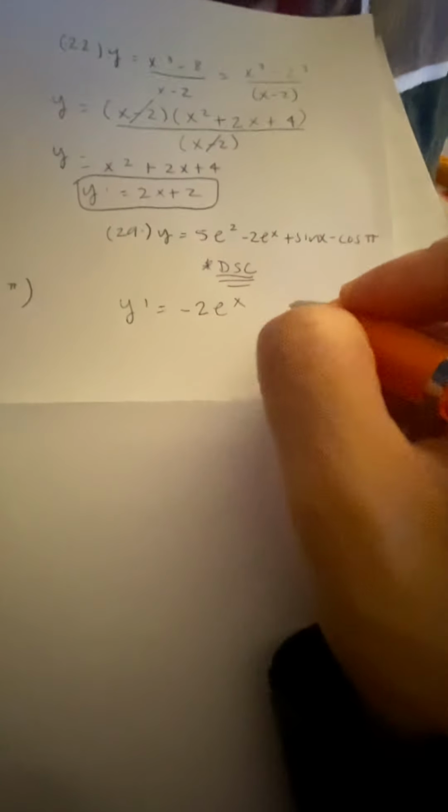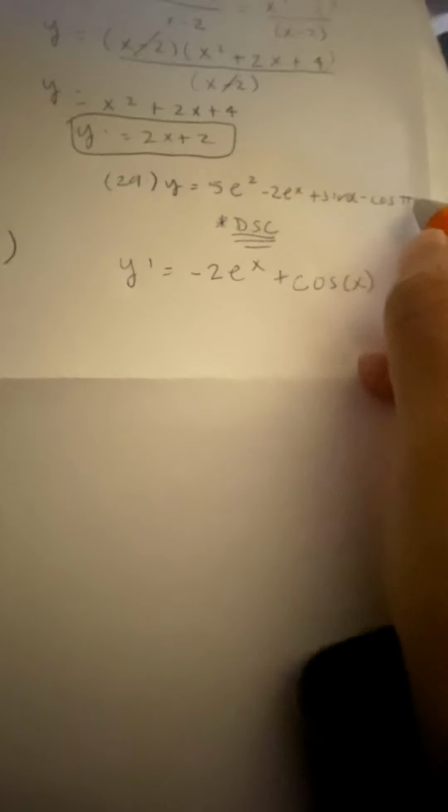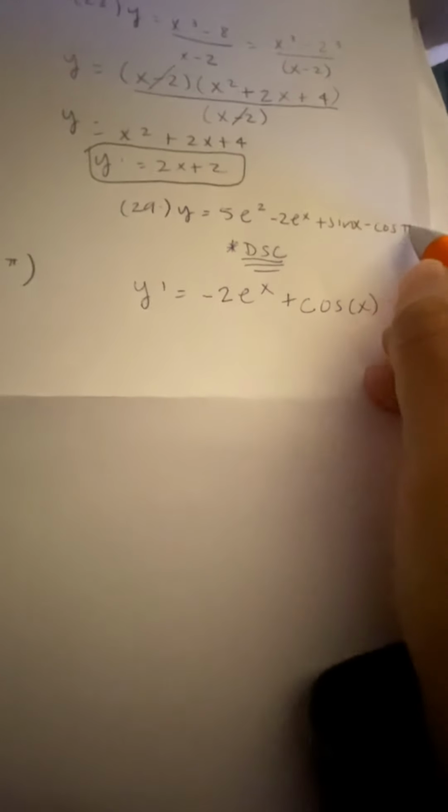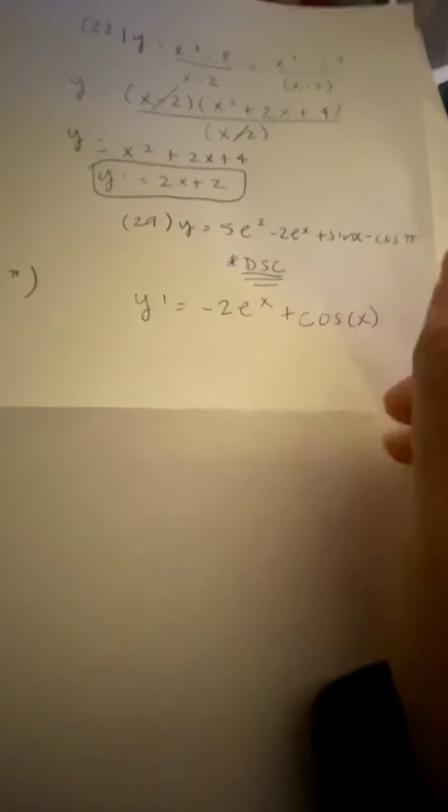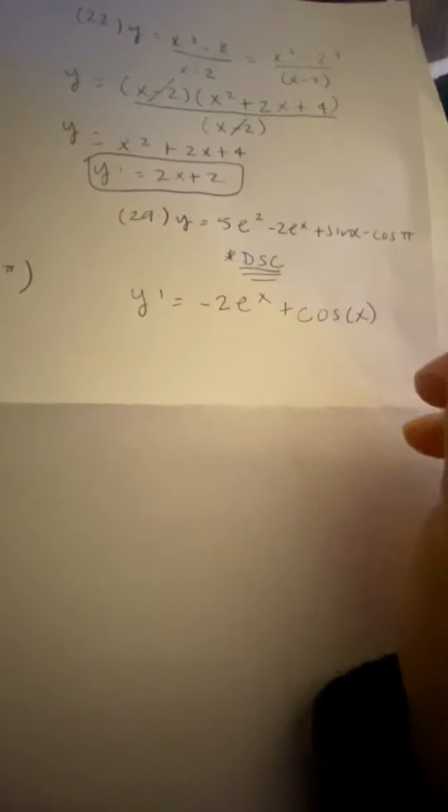Minus 2e to the x, well, there, leave the constant alone. Derivative of e to the x is just e to the x. And then plus the derivative of sine is cosine. And then here, cosine of pi. Cosine is a function, pi is just a number. Cosine of pi is just going to be a number. I don't know what it is, but the derivative of any number is 0, so that goes away. So this is my answer.